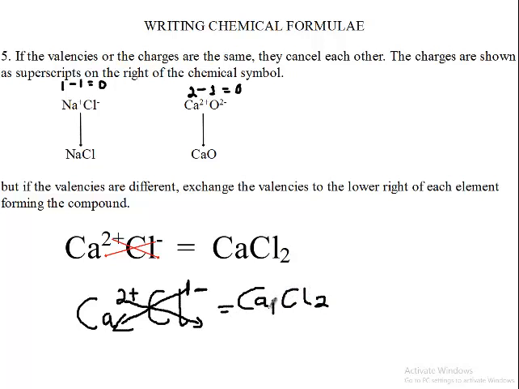Now we know that it is not nice to put the 1 here. Therefore we need to get rid of the 1. And then we are going to get CaCl2 as our answer. So when the charges are different, we swap the positions. But this time around, they don't remain as charges, but they come down and then behave as the number of atoms.